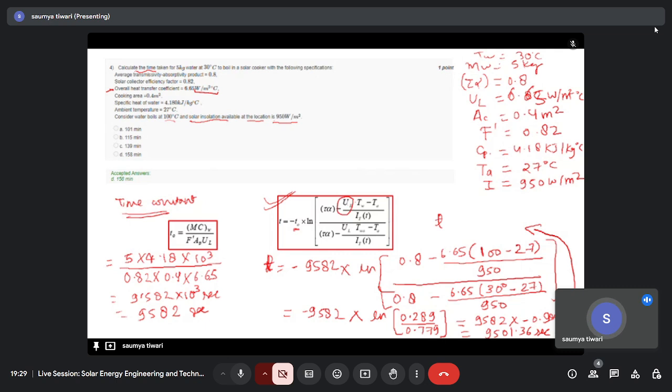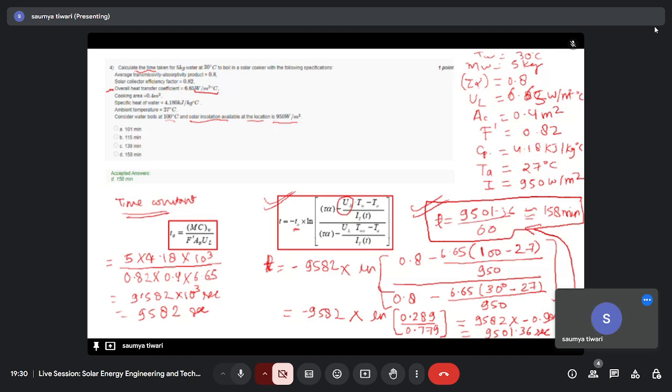So time will be 9501.36 divided by 60, so it will come near to, I think, 158 minutes. So this is how you basically solve this type of question. I hope this particular question on the solar cooker is clear to you.